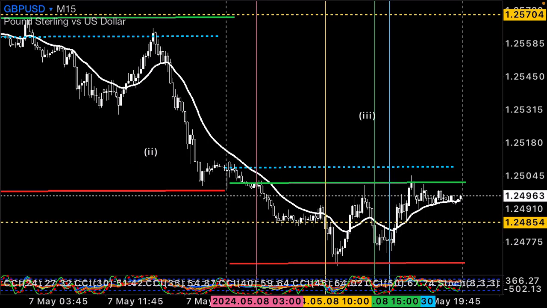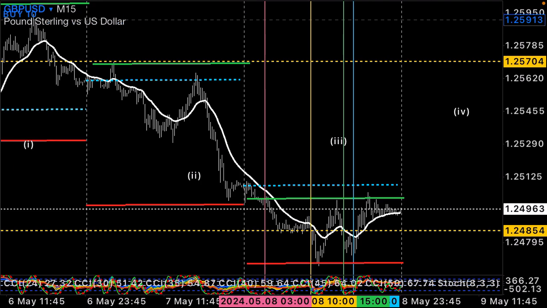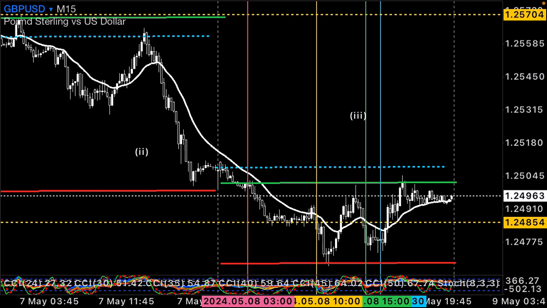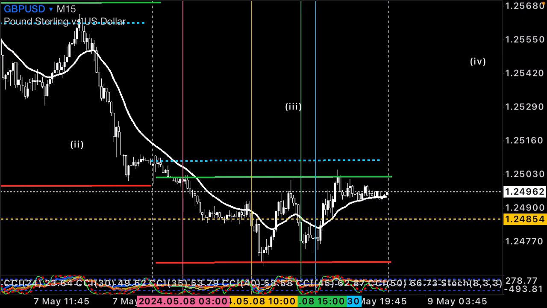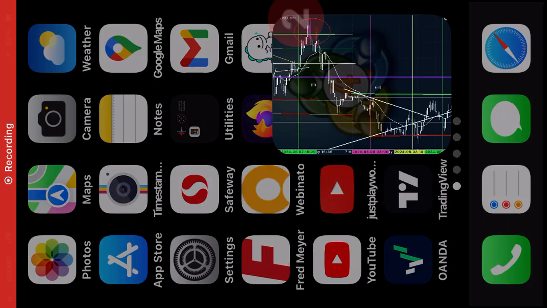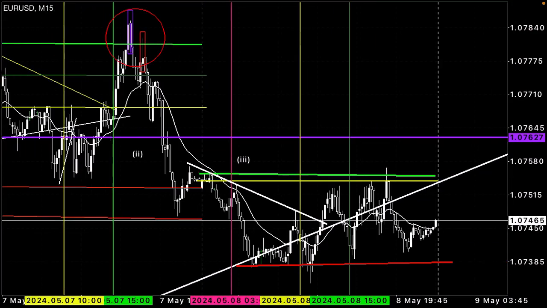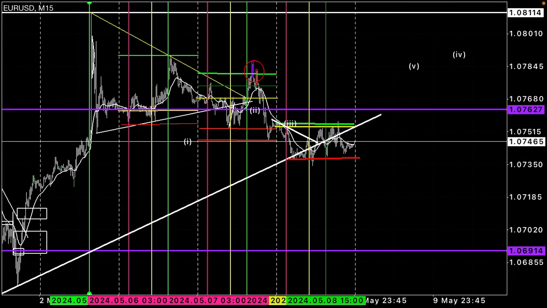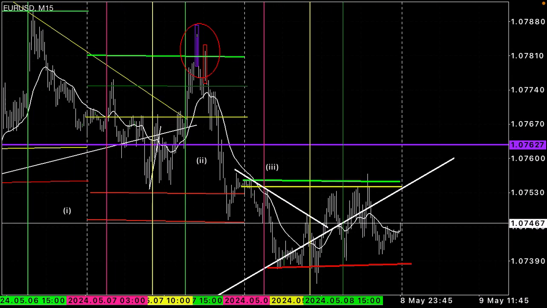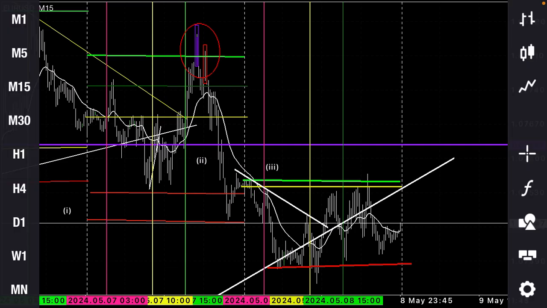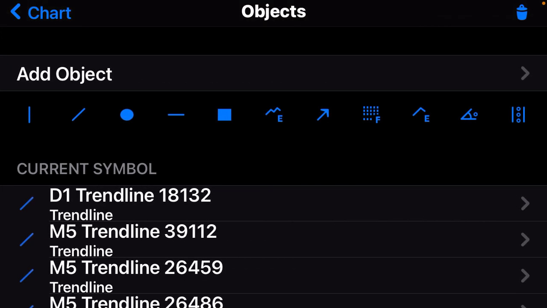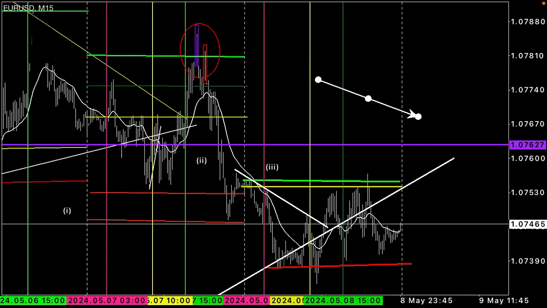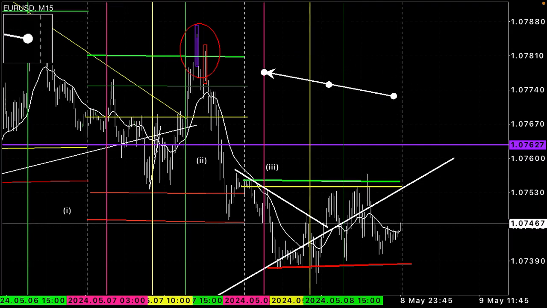So, once again, that's the pound dollar. Trading in the range, and then go to the euro dollar here. There it is. It's just trading in the range there in day 3. And of course, this one here had a perfect entry right there.